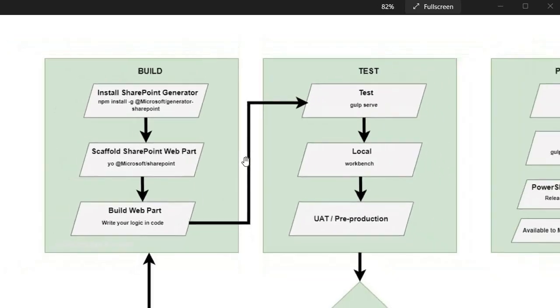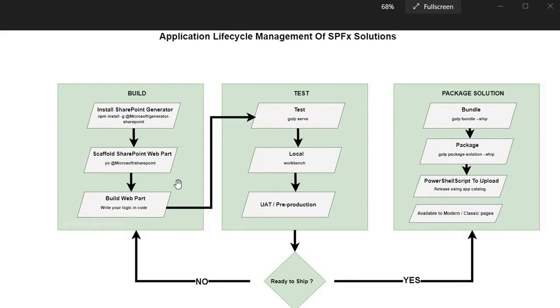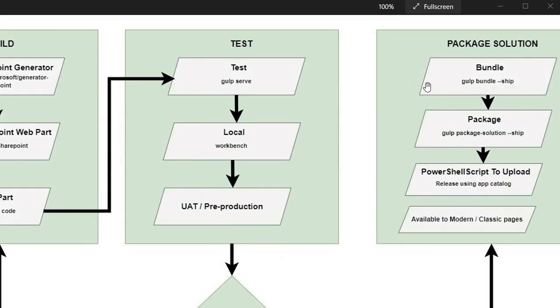This is the second stage, and if everything goes well, we make it ready to ship to production. So what do we generally do? To take it to production, we first bundle it with the help of gulp bundle --ship to bundle all the logic into a minified version of JavaScript, and that logic we have written in TypeScript. Once that is done, we can package our solution with the help of the gulp package-solution --ship command.